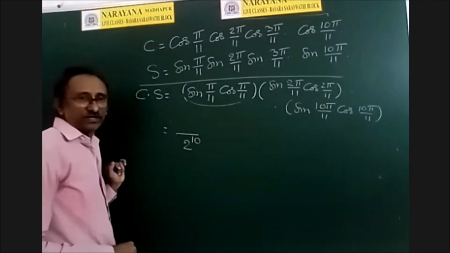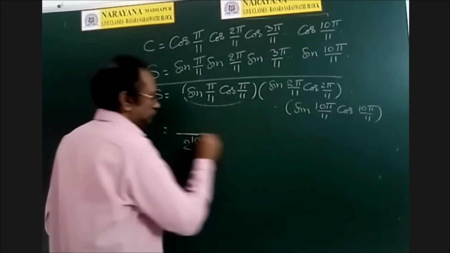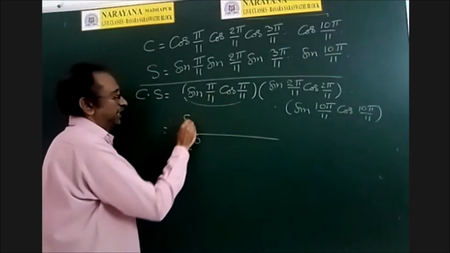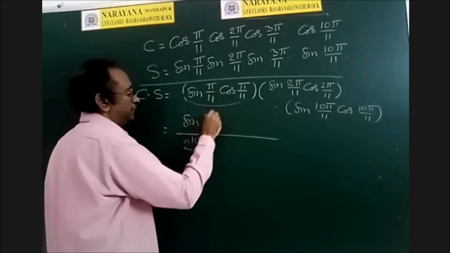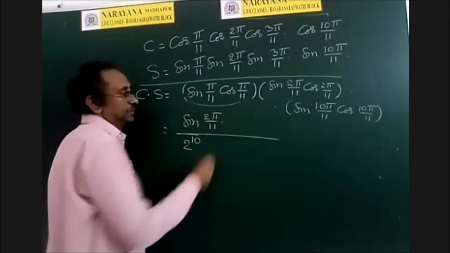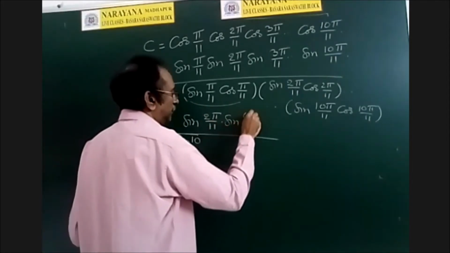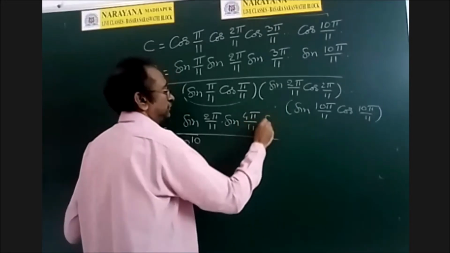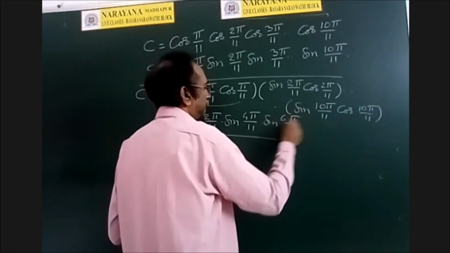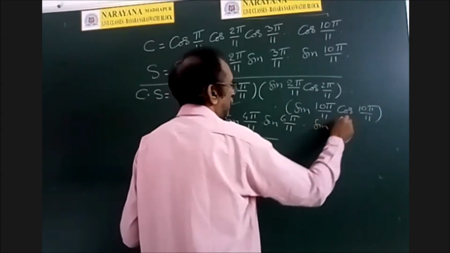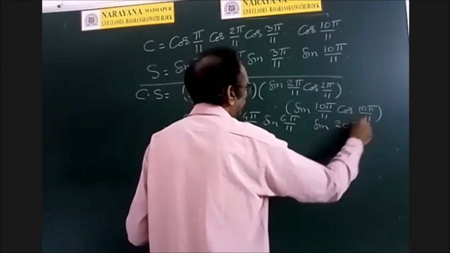2 power 10. So for each 2, this numerator becomes sine 2 theta: sine 2 pi by 11, sine 4 pi by 11, sine 6 pi by 11 and so on. The last term is sine 20 pi by 11.